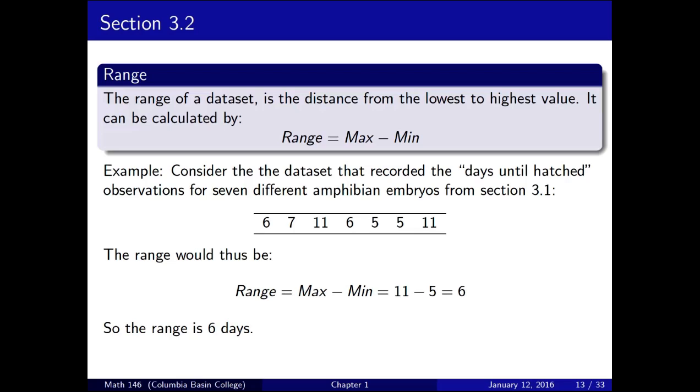So let's look at that days until hatch example. Right. So here's our data set without the outlier. So our original 7 observations. And if I want to calculate the range, it would be the maximum minus the minimum. So that'd be 11 days was the max, 5 days the minimum, 11 minus 5 is 6. So it's a range of 6 days.